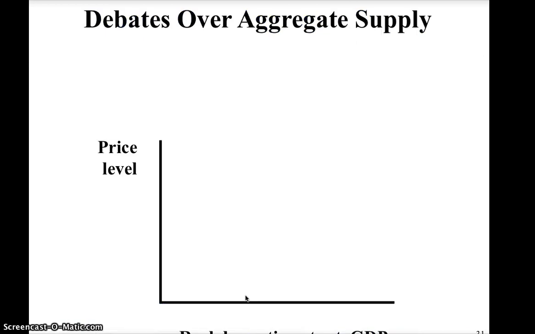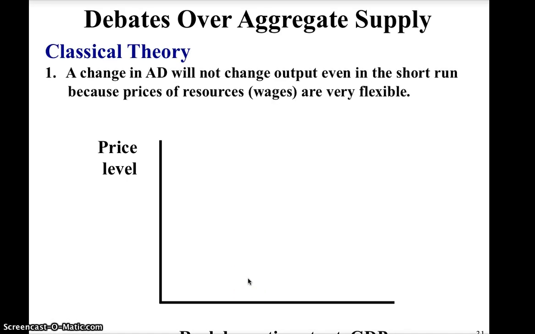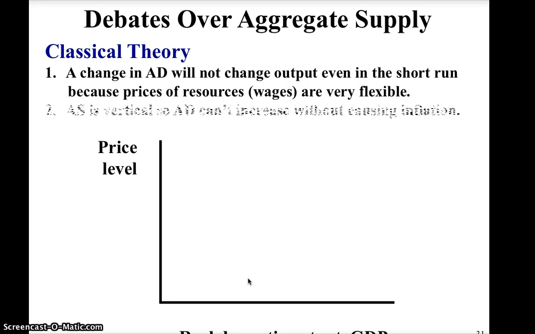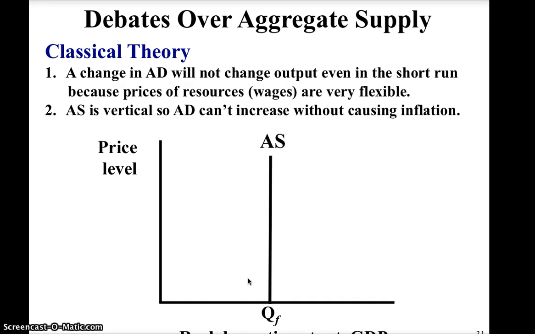This will lead us into some interesting points. So here's where we get into the debates over aggregate supply. The classical theory from as far back as Adam Smith has been this, that the aggregate supply curve is vertical and that changes in aggregate demand will not change output even in the short run because prices of resources and wages are very flexible. Aggregate supply is vertical, so aggregate demand can't increase without causing inflation.